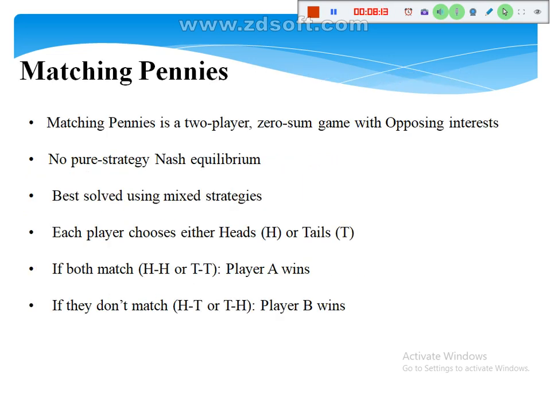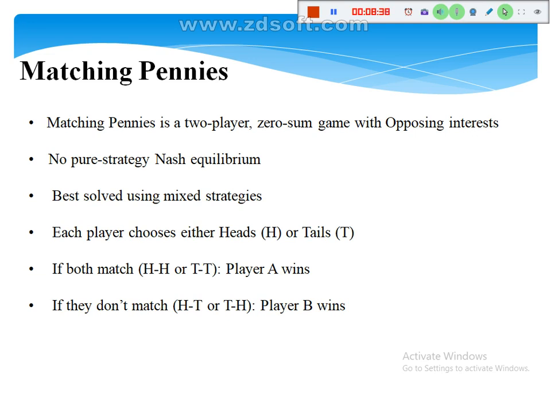Then another example of a strategic game is matching pennies. Matching pennies is a two-player zero-sum game with opposing interests. In matching pennies, there are two players. The two players are going to flip a coin. Each player can choose head or tail.